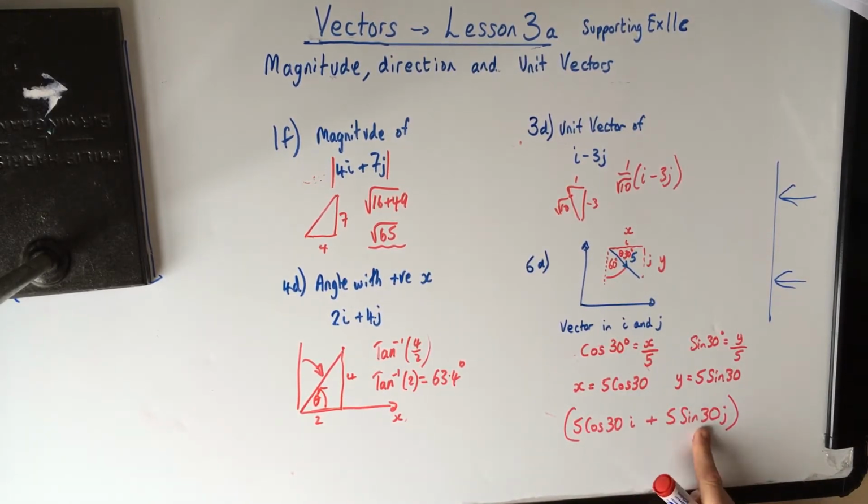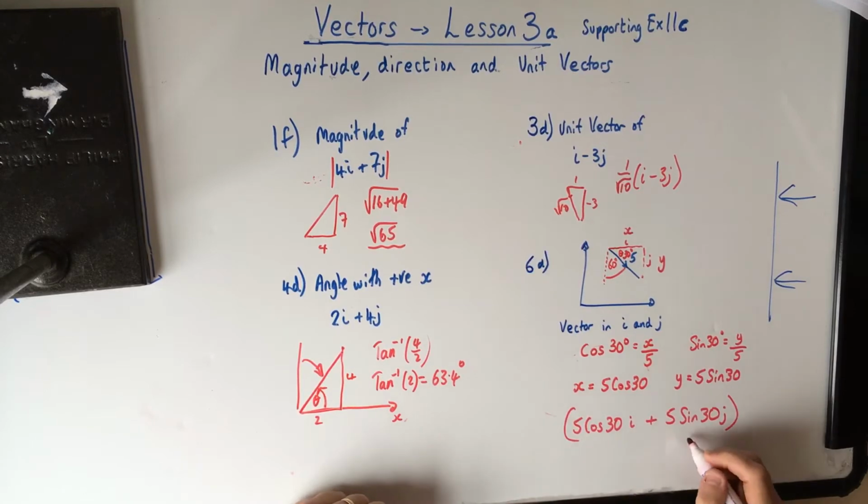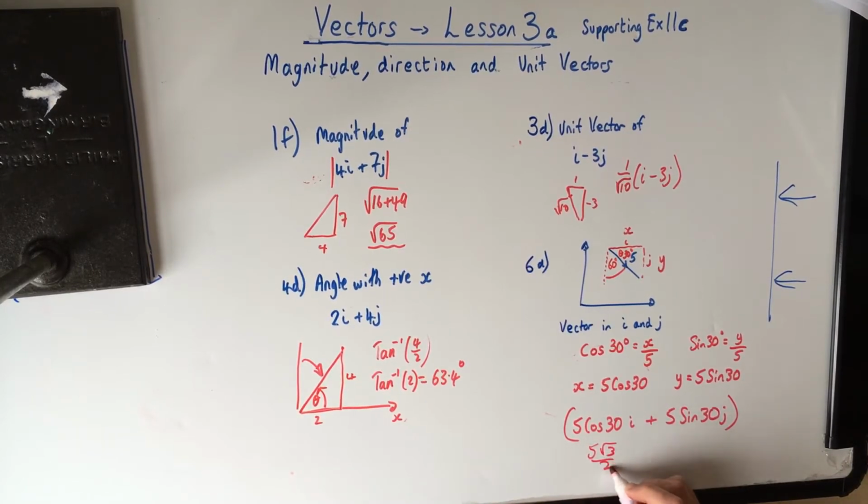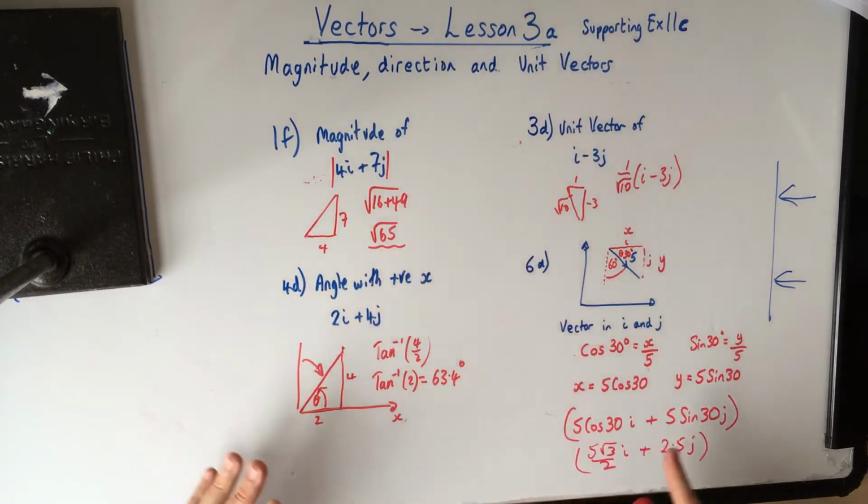Indeed, you know that sine 30 is a half, so they might have it as 2.5j. Cos 30 is root 3 over 2, so they may have it as 5 root 3 over 2 i plus 2.5j. They may have 2.5j, or 5 over 2 j. They may have it like that in the back. Okay, so those are the easy ones.